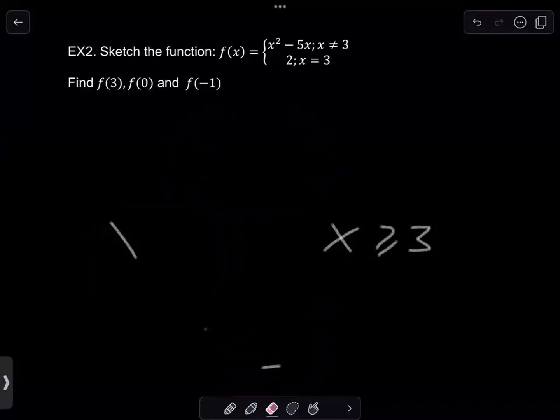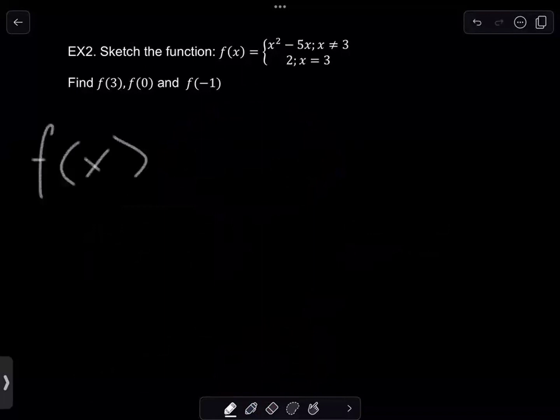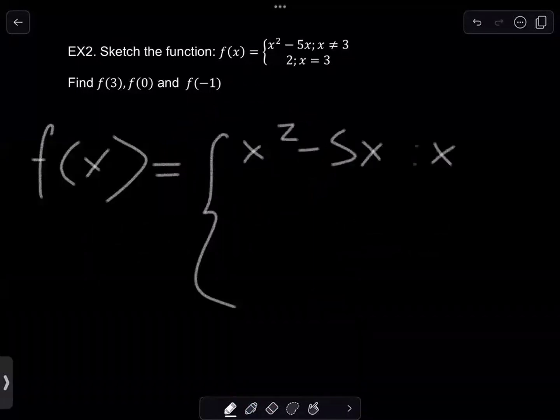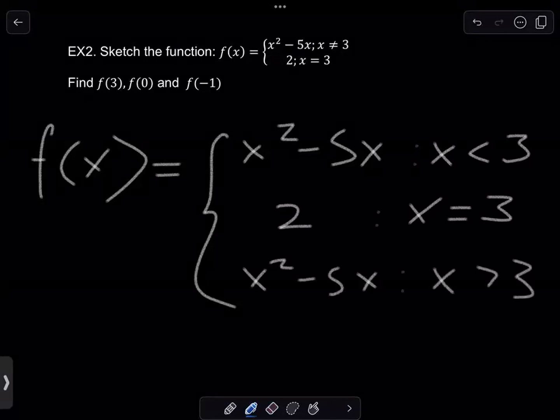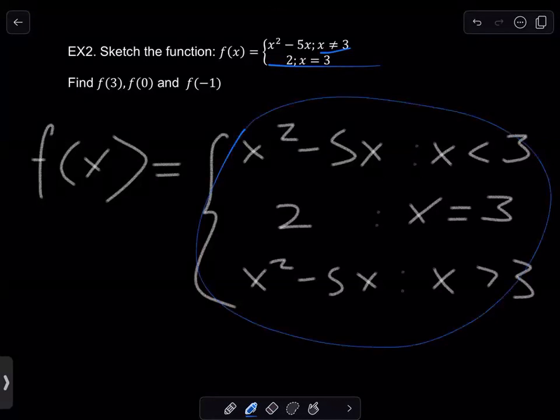So now that we know x is not equal to 3 can be written as less than 3 and greater than 3, we can rewrite that piecewise function f of x as this. Okay, so we'll open a big curly bracket. We'll have x squared minus 5x whenever x is less than 3. We'll have 2 whenever x is equal to 3. And we'll have the exact same function, x squared minus 5x whenever x is greater than 3. So this piecewise function, where we have a not equal to sign, can be written like this. And that's one way of approaching it.